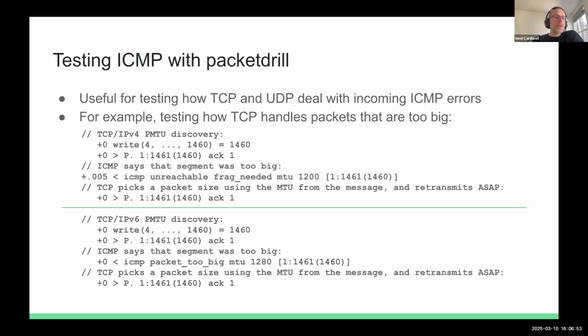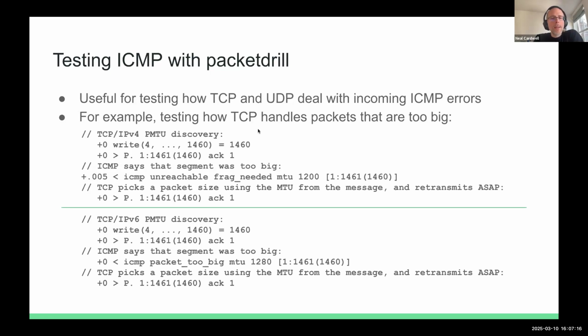So just some quick examples on what you can do with ICMP testing and what that looks like. Mainly that can be useful for testing how TCP and UDP deal with incoming ICMP errors, say if your packets are too big for the path MTU. And here are some quick examples of what that looks like with IPv4 and IPv6.